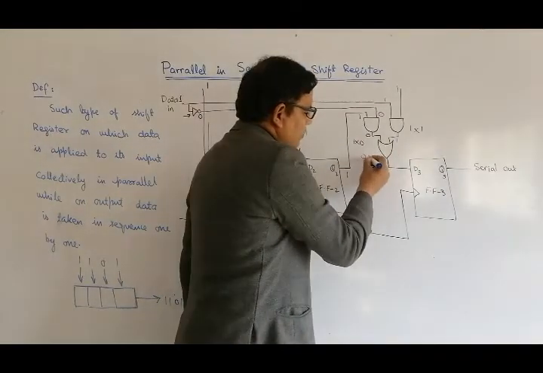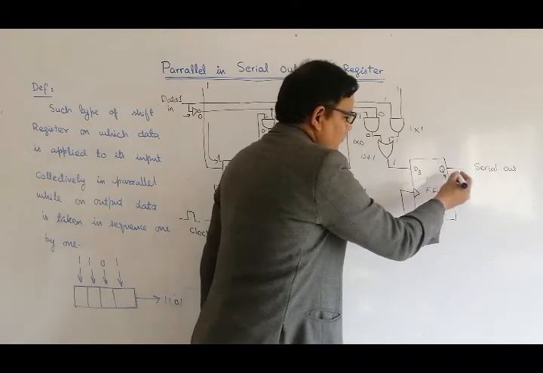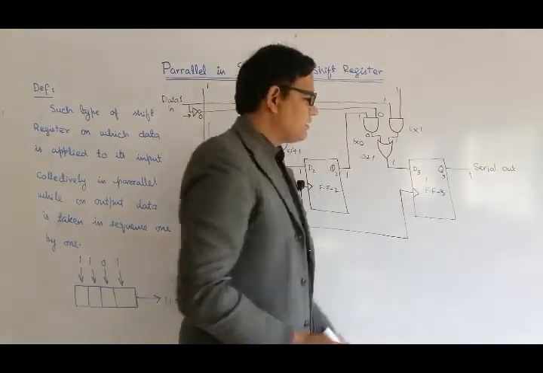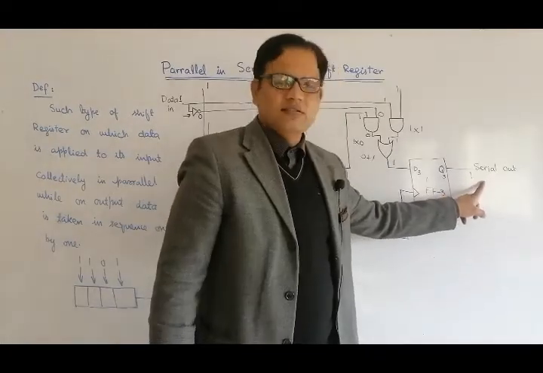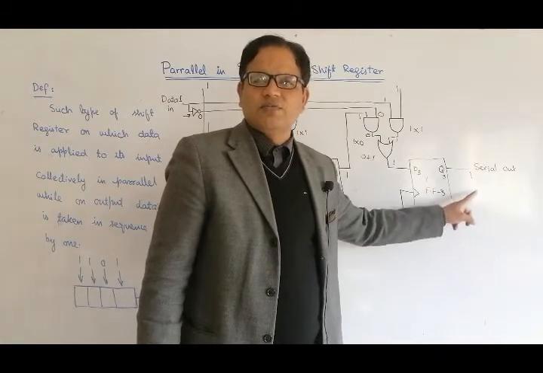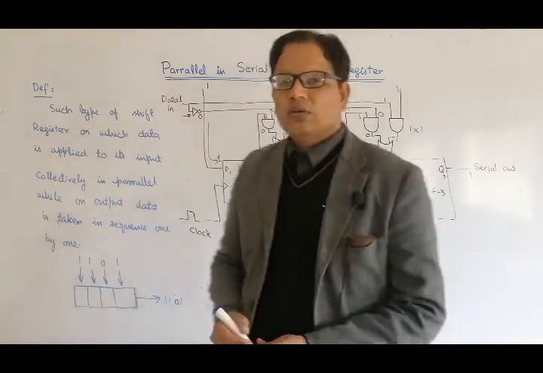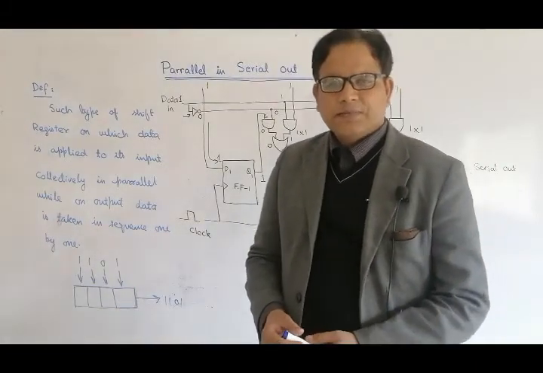So by ORing, 0 plus 1, we have a 1 over here, and this 1 will rise in the serial sequence with the help of the clock pulse in the serial out. The serial output of this shift register will be 1. This is how the parallel in serial out shift register works.